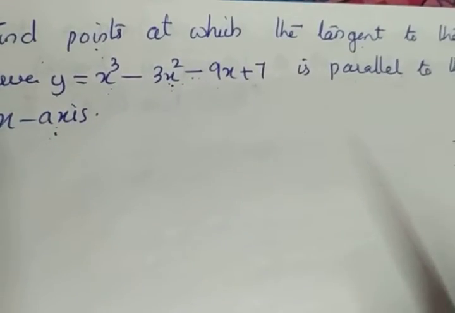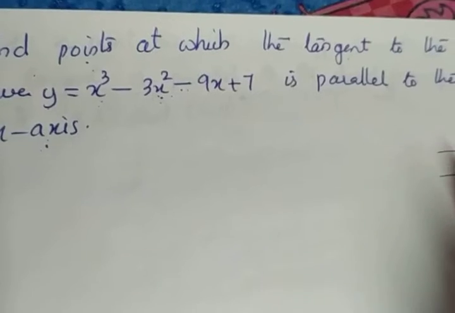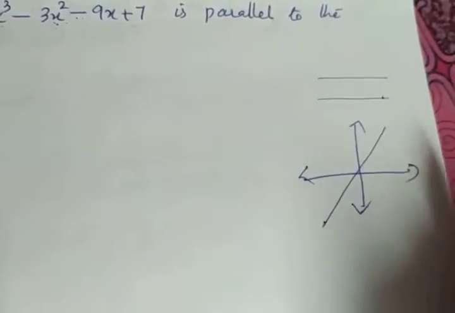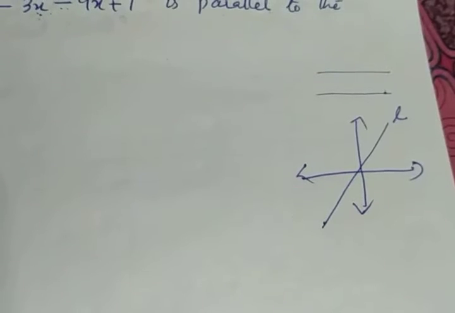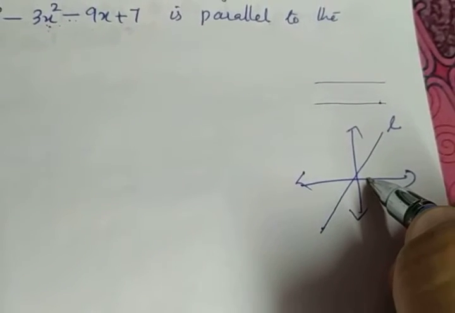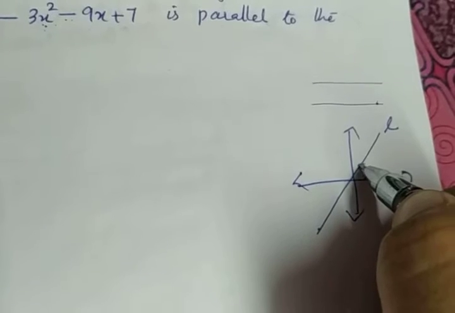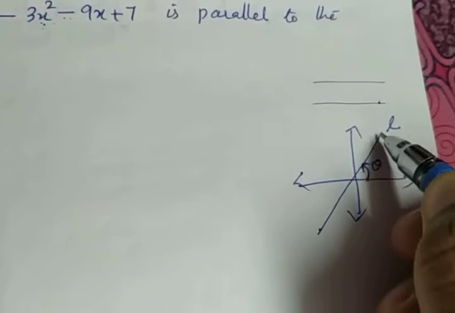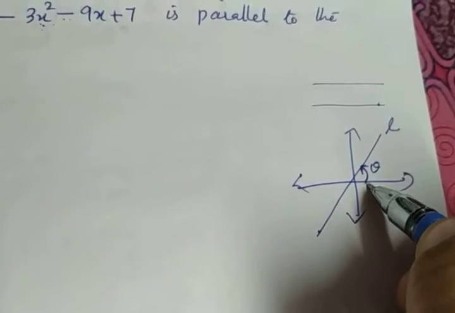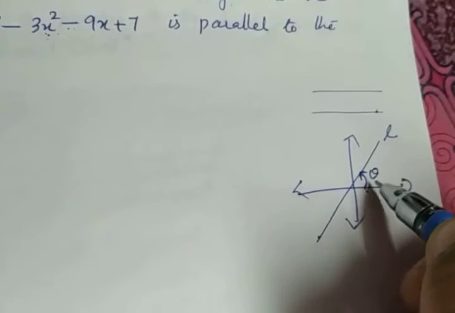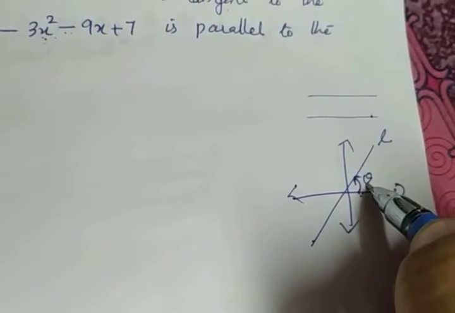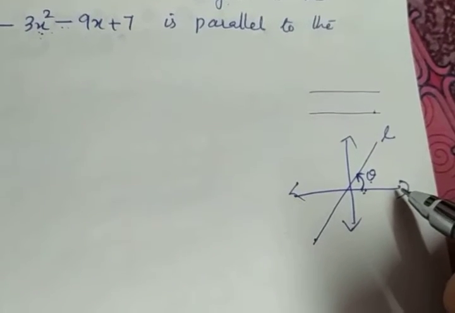And what is the slope of x-axis? What do you mean by slope? To find the slope of a line, if I am drawing the x coordinate and y coordinate, and drawing a line L, what should I do? I should measure the angle the line makes with the positive direction of the x-axis. This angle theta is the slope.